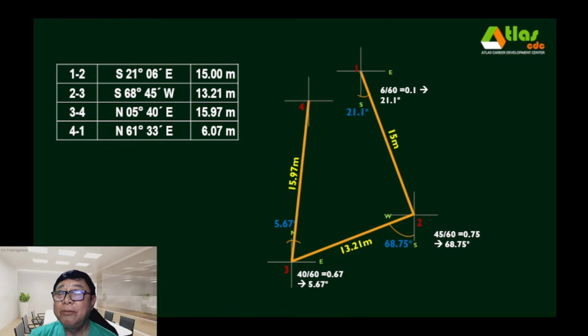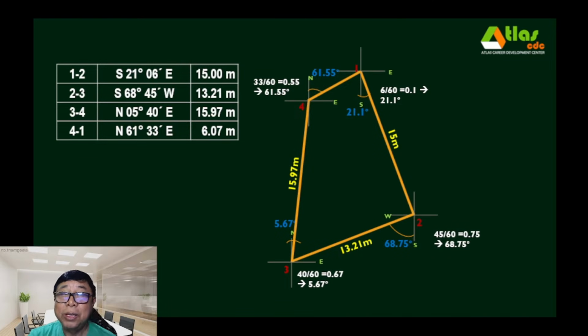And then from point 4, you also draw an axis, and we have to convert again 33 minutes to degrees. So 33 divided by 60 will give you 0.55 degrees. So our total degrees now will be 61.55 degrees from north going to east direction. So that is a clockwise direction of 61.55 degrees with a length of 6.07 meters. So that closes the lot.